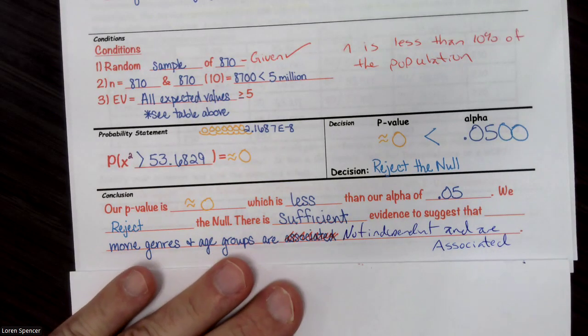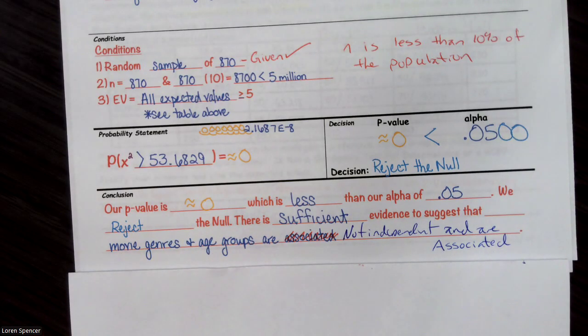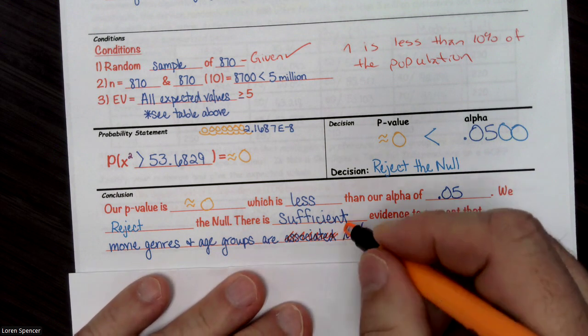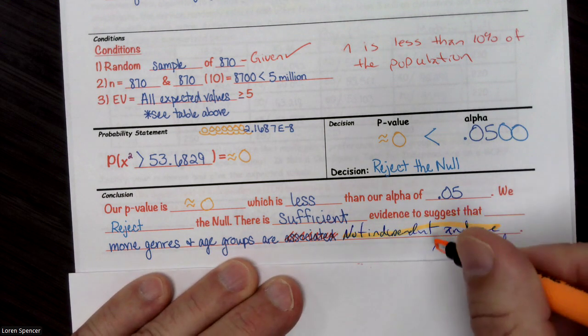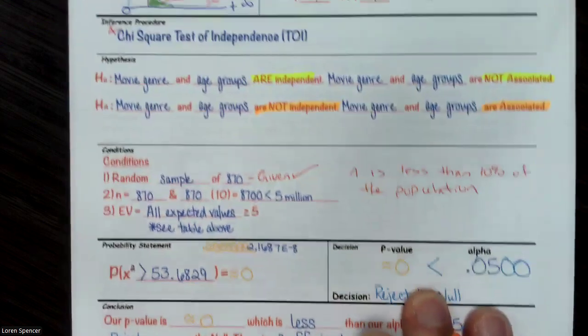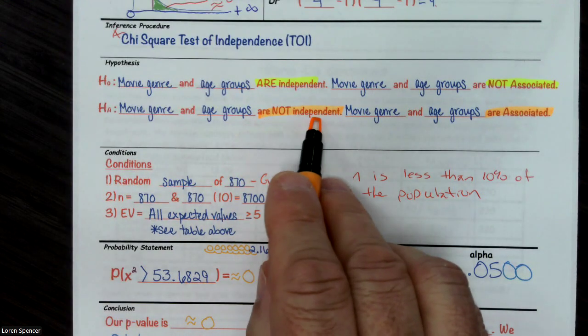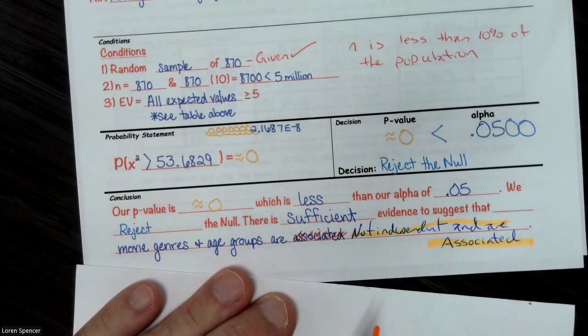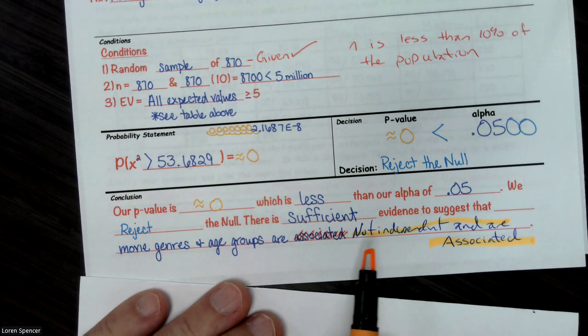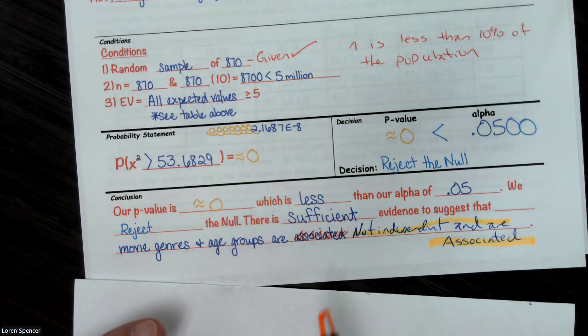All right. Now, where did that all come from? Not independent and are associated. Let's go look at our alternative hypothesis because that seems where everything always comes from. Are not independent and are associated. All right. So we basically said, hey, there is sufficient evidence to say they're not independent and that they are associated.